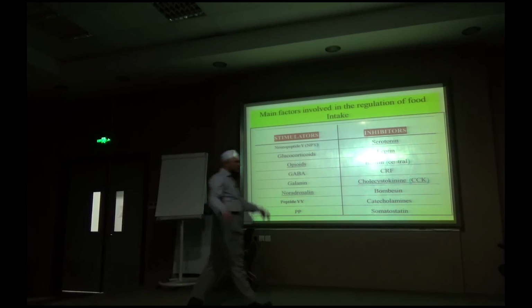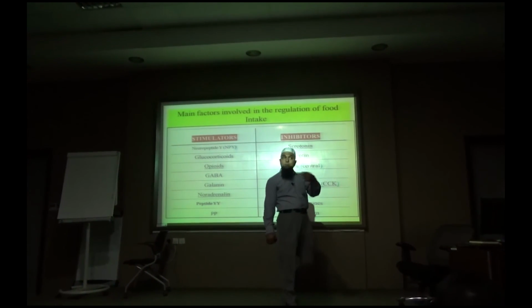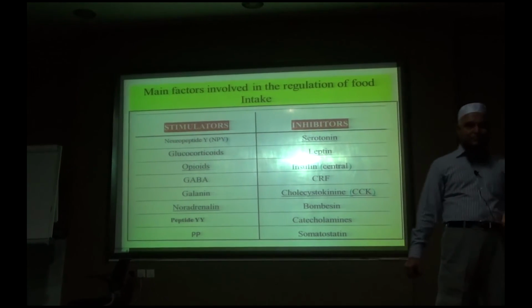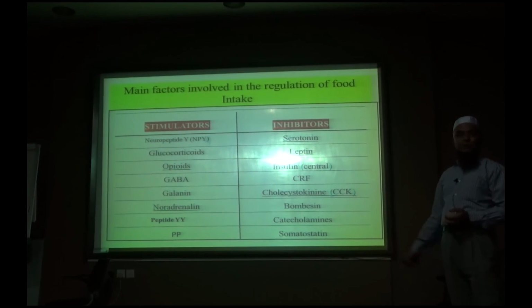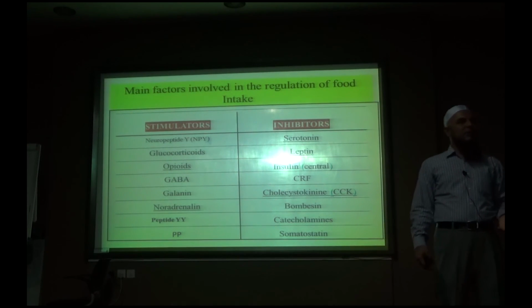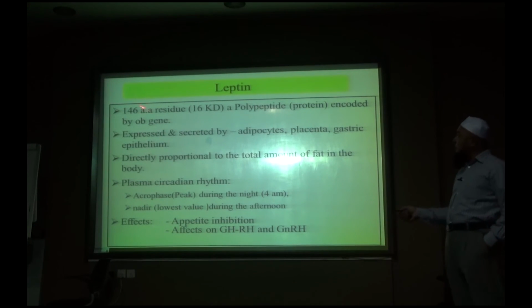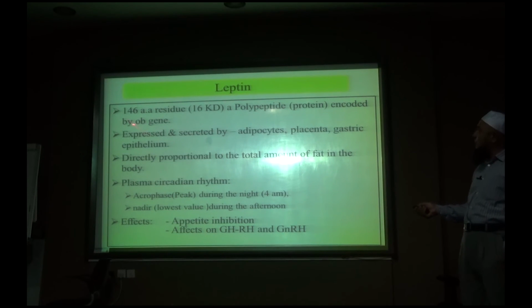Nowadays, it is said that obesity is related to this one, the leptin, which controls eating behavior. This inhibits food intake. If this level is decreased, there is no inhibition of food intake, and people will take too much. Leptin is a 146 amino acid residue polypeptide protein encoded by the OB gene, expressed and secreted by adipocytes (fat cells), placenta, and gastric epithelium, directly proportional to the amount of fat in the body.